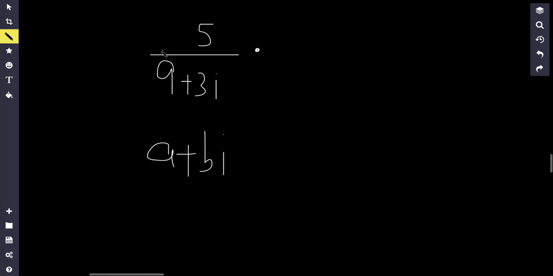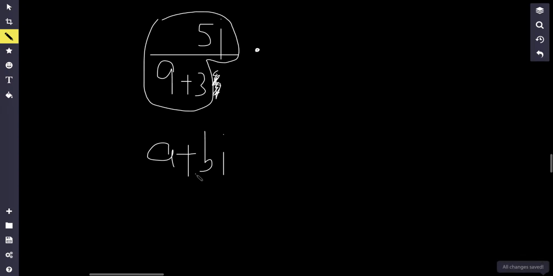Let's say I have 5 divided by 9 plus 3i, and I want to rewrite this in a plus bi form. How can I do this? The problem is that I have an i in the denominator. So it would be nice if my i was in the numerator.